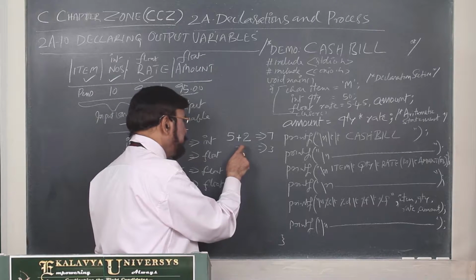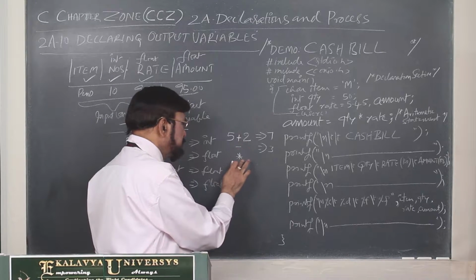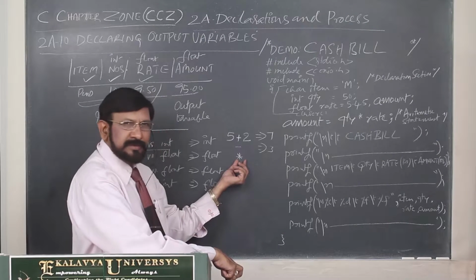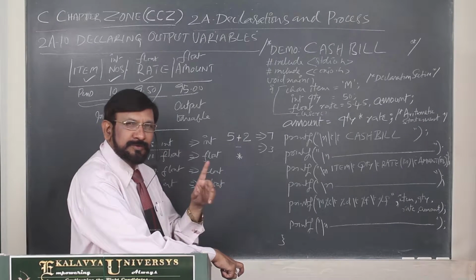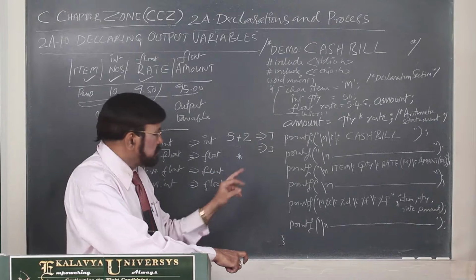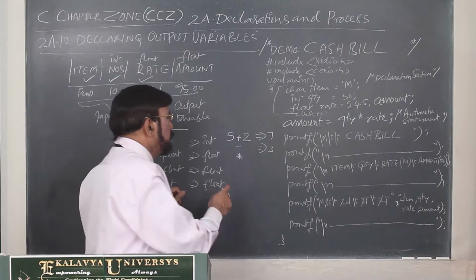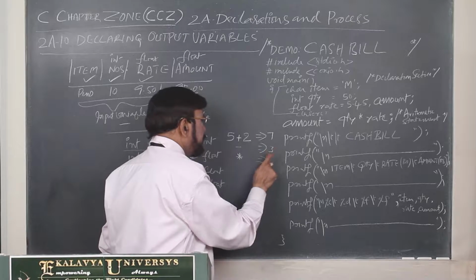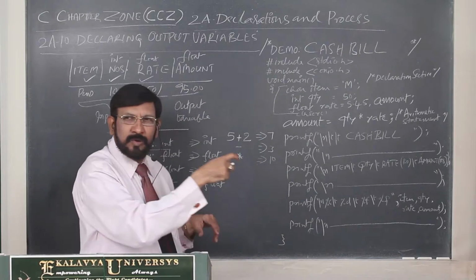And multiplication. The multiplication operator is the star symbol, you should not use "into". Here the multiplication symbol is the star symbol. So 5 into 2 is 10, here also there is no problem.